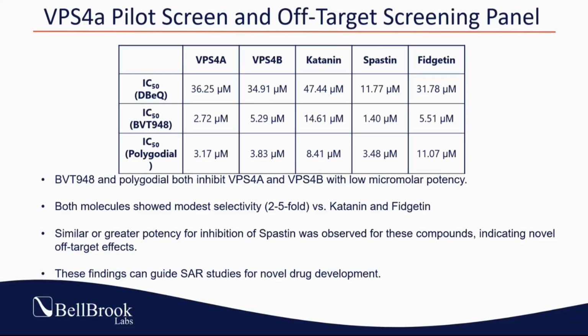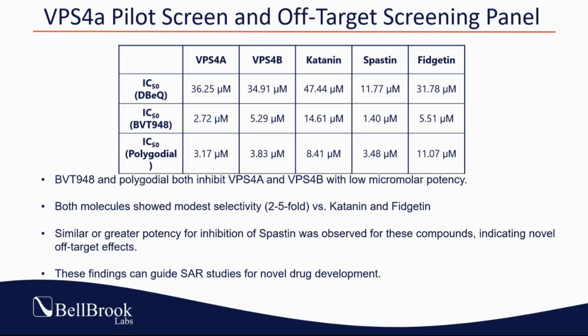And here you can see immediately the DBEQ result reproduced for VPS4A, but also for VPS4B. You would expect that, given that those 2 isoforms are essentially functionally redundant. But also for other related ATPases, you see even lower potency, for example, for catenin, but much higher potency by comparison for spastin. But then when you get into these inherently more potent compounds, BVT948 and polygodial, inherently more potent, that is, for this set of enzymes, you can see other differences emerging.